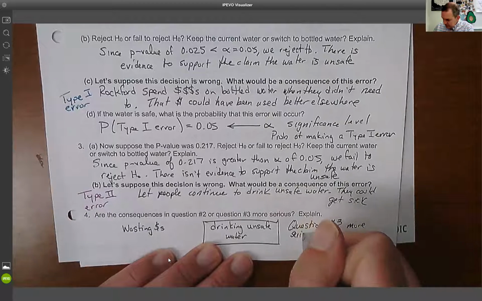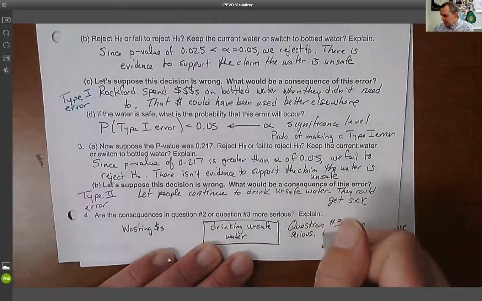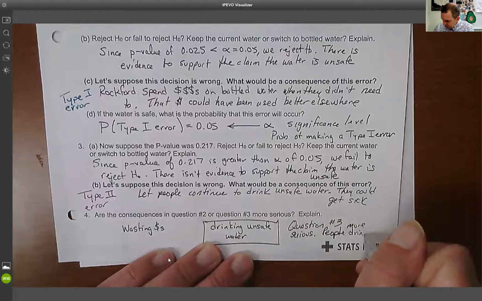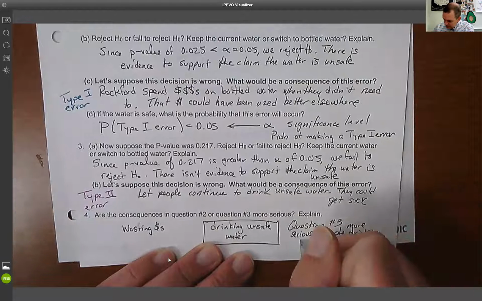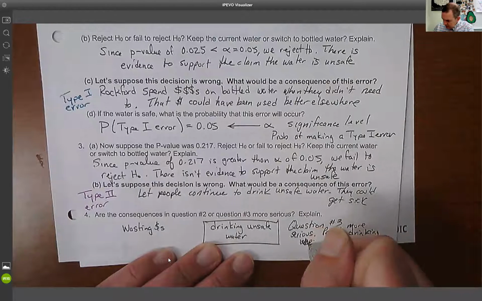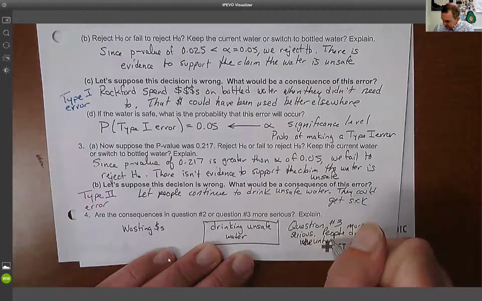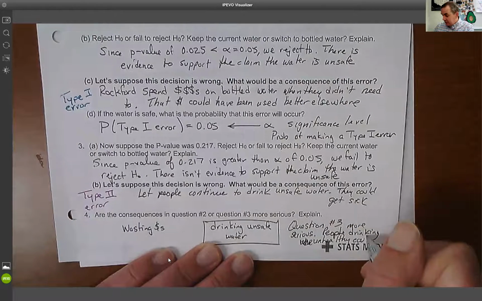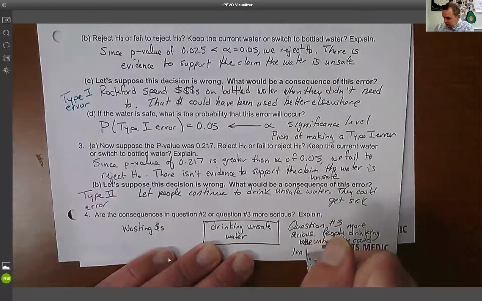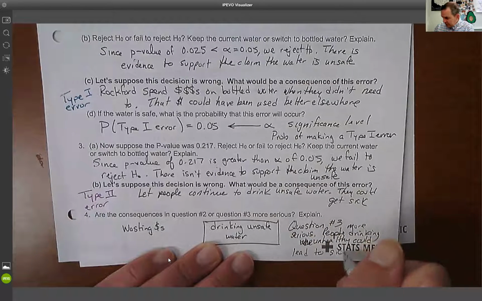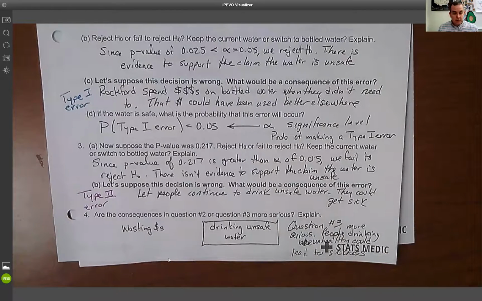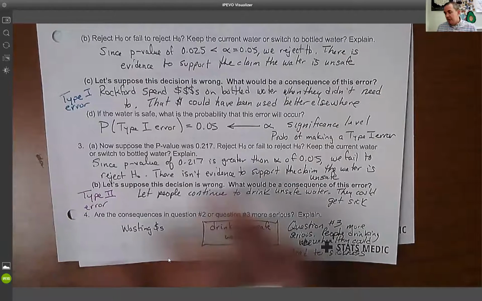And the reason that it's more serious is people drinking unhealthy water could lead to them dying. Whereas wasting money, while it's not great in the grand scheme of things, you'd rather waste money than waste people's lives. So that's our type 1 and our type 2 error.